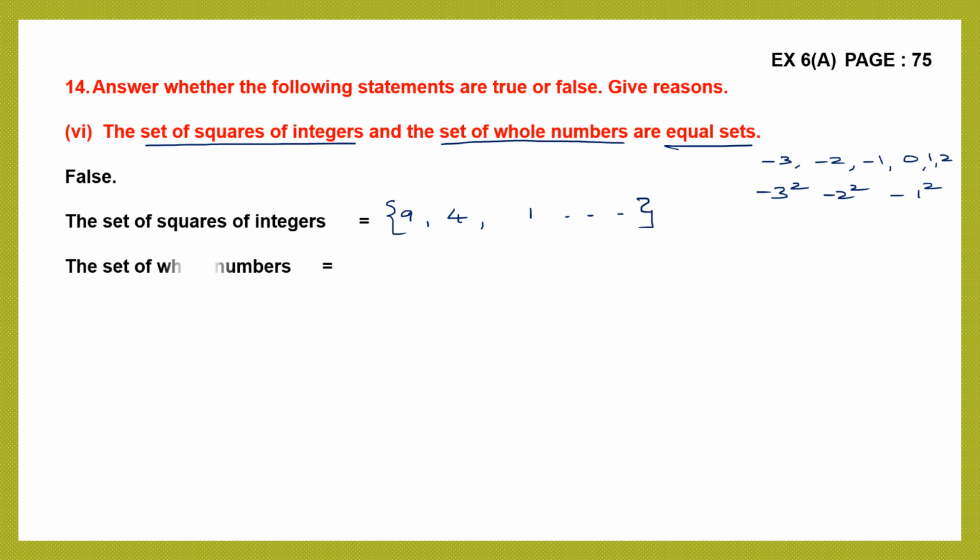Now what are the set of whole numbers? The set of whole numbers are 0, 1, 2, 3 and so on. So as you can see, the elements are different. So they are not equal sets. So the statement is false. So these sets are not equal sets. The elements are different, so they're not equal sets.